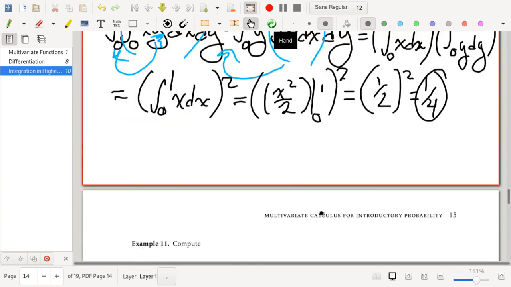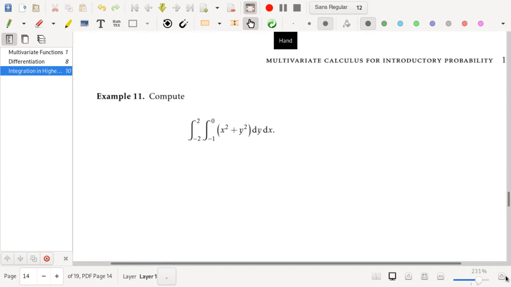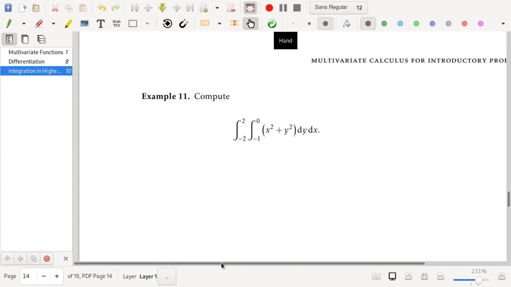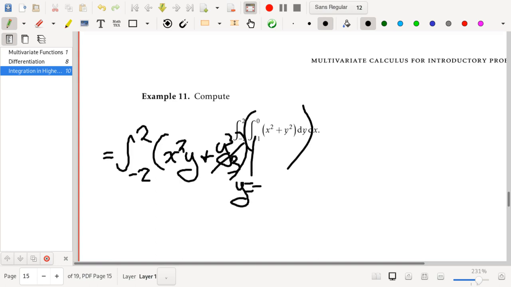All right, next example. Let's compute the integral with x from negative 2 to 2 and y from negative 1 to 0 of x squared plus y squared dy dx. This is going to be equal to the integral from negative 2 to 2, and we treat this all as a single thing. We're integrating with respect to y, so we'll get x squared y plus y cubed over 3, ranging from y equals negative 1 to y equals 0, dx.